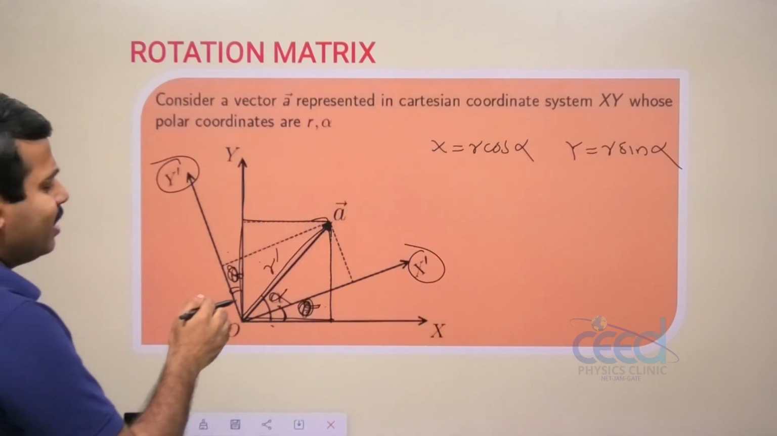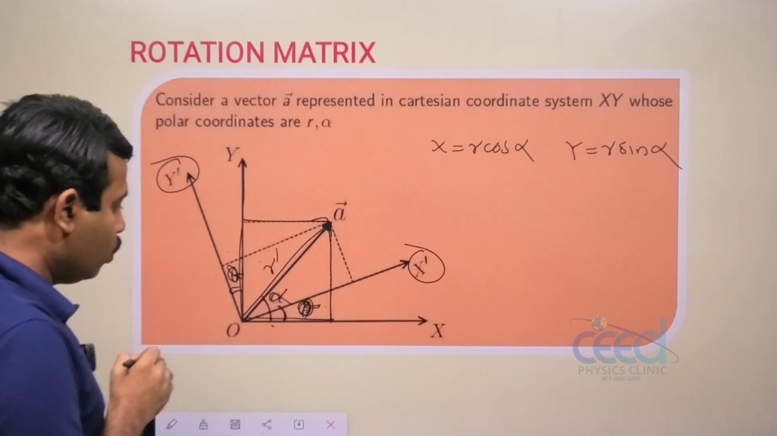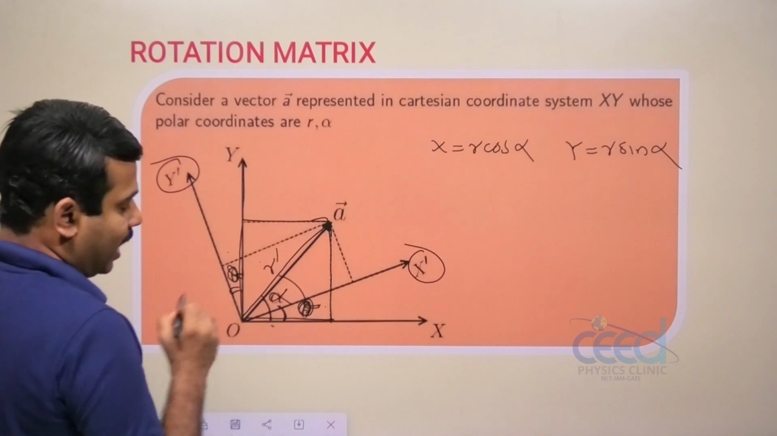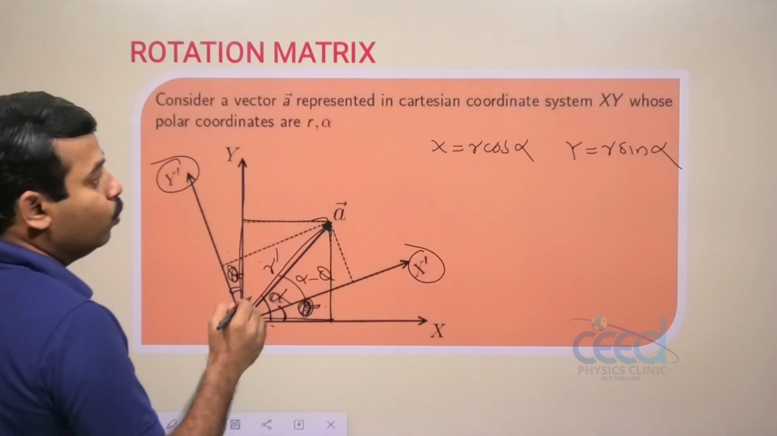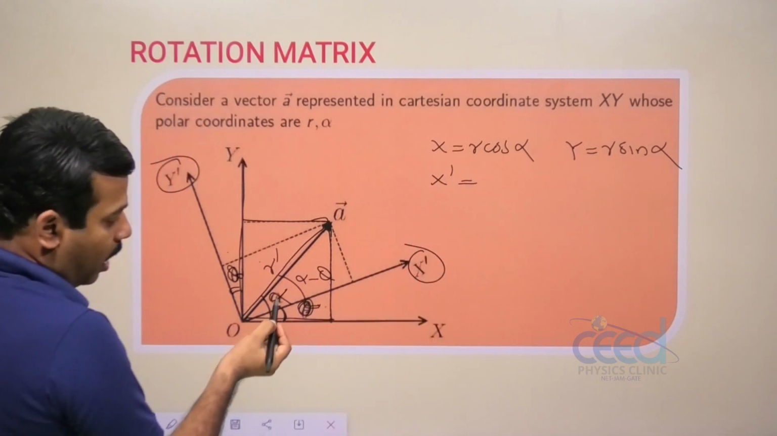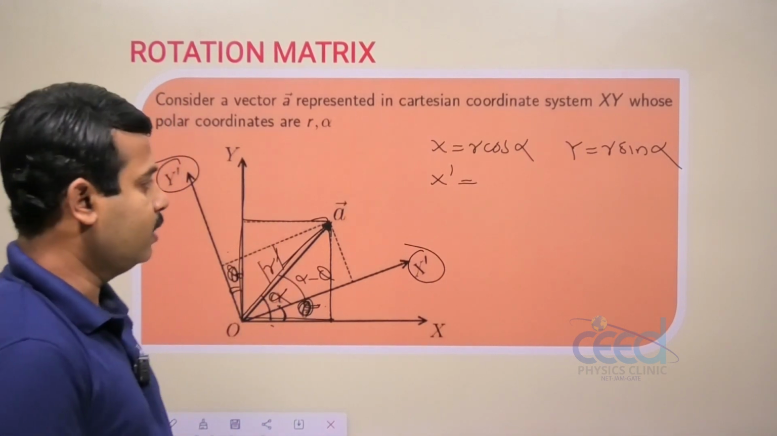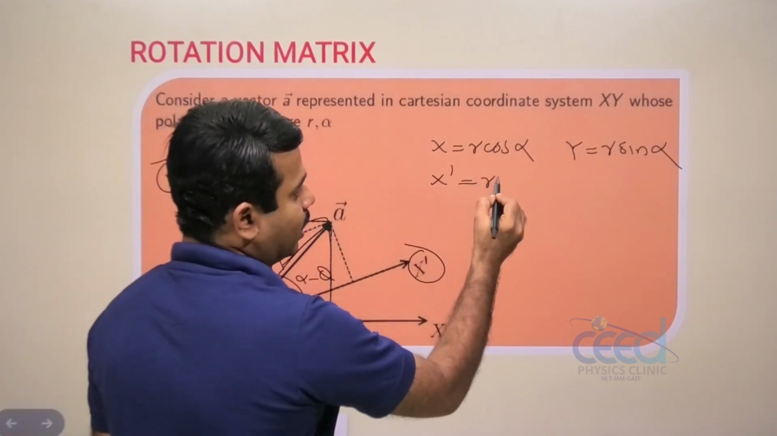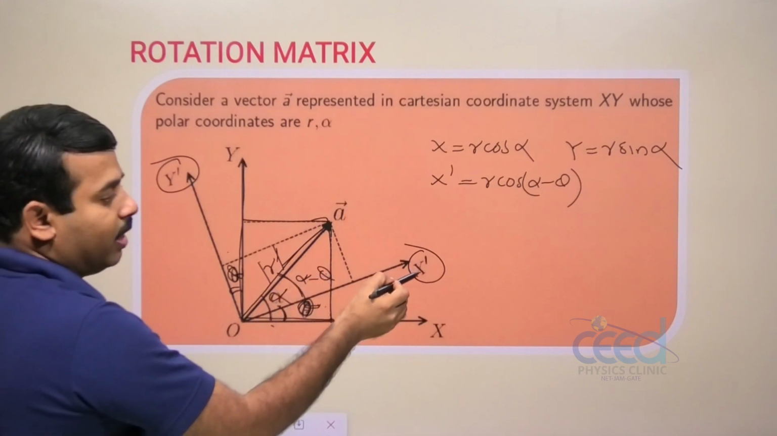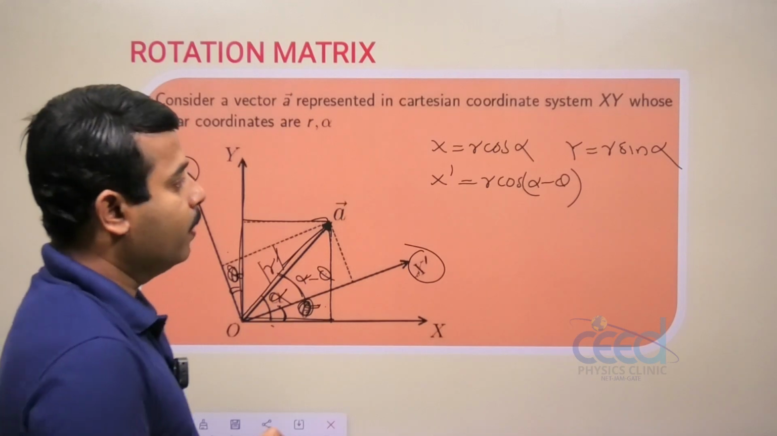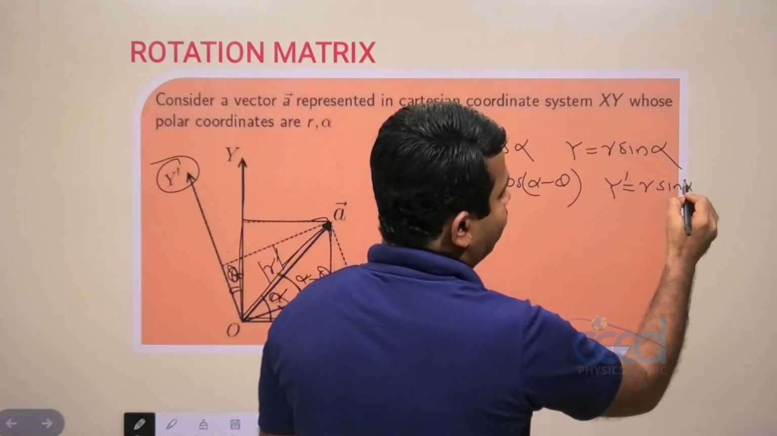So what is the representation of this vector in this new coordinate system? That is very important. Now look here, with respect to the new coordinate system, what is this angle? Alpha minus theta. Now what can I write about this? The new x dash I can write as r into, the magnitude of the vector is not changing, it is still r, so r cos alpha minus theta. That means the old vector makes an angle alpha minus theta with the new x dash axis. And what about y dash? Y dash is equal to r sin alpha minus theta.